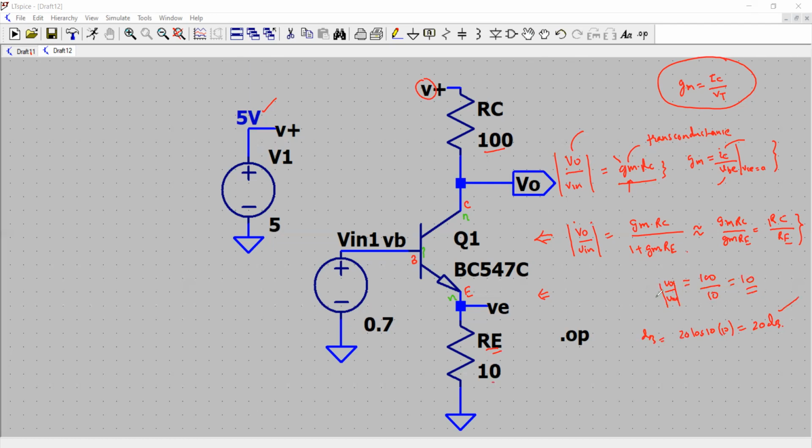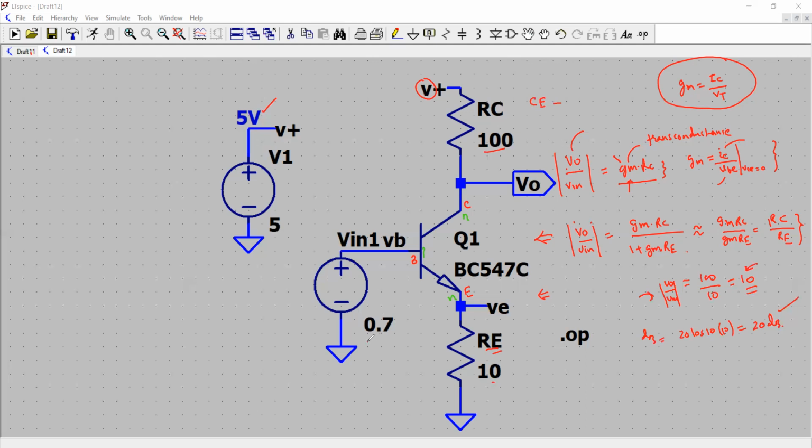Remember, I have taken the magnitude, the mod of the magnitude. Therefore, I am not putting the negative sign here. Otherwise it is a CE, common emitter configuration, so the output will be inverted, or 180-degree phase shifted with respect to the input signal.